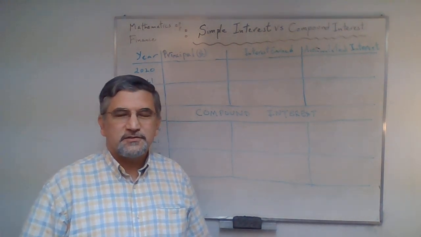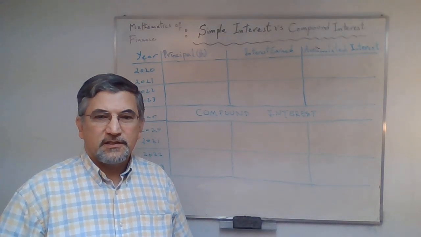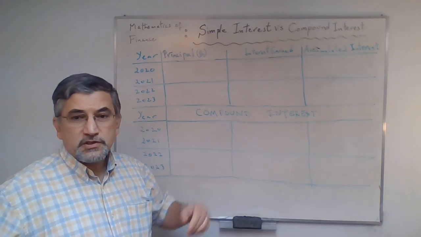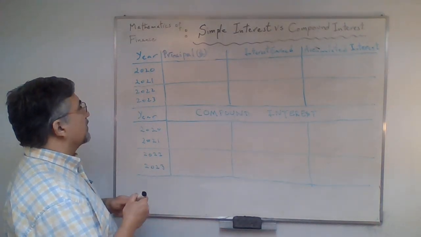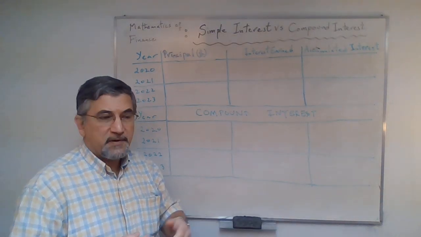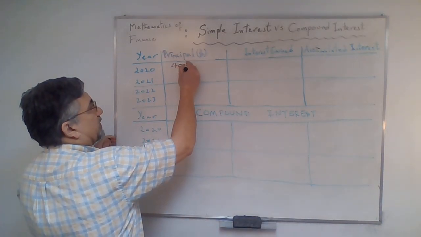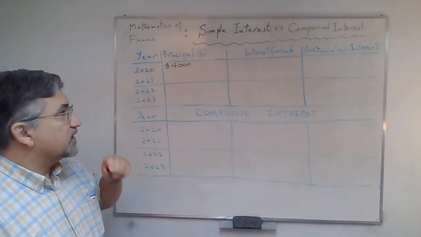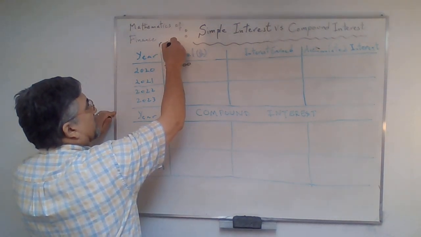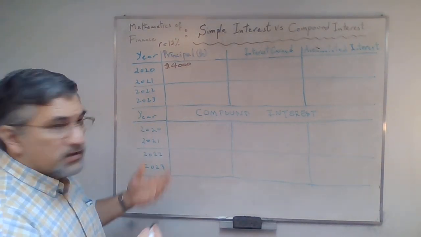Hello everyone, we're going to continue our lectures with a comparison between simple interest and a new type of interest called compound interest. So we're going to consider a principal of $4,000. Let's say you have saved $4,000 and you want to open a bank account, an investment account. The principal you're using is $4,000 in the year 2020, and the rate of interest we are going to be using is, let's say, 12%. Okay? 12% is the rate of interest, we assume.